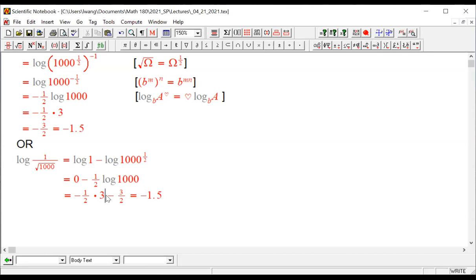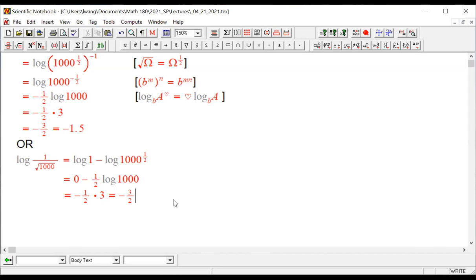Once you write it that way, you don't need to write the decimal. Just a fraction is good enough. There are other ways to do it. Yes, there are many other ways you can do it along that line.